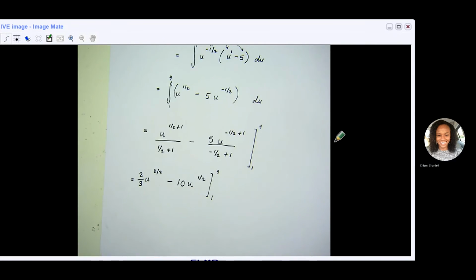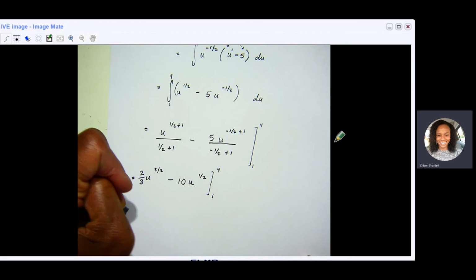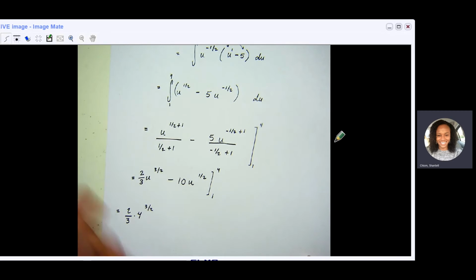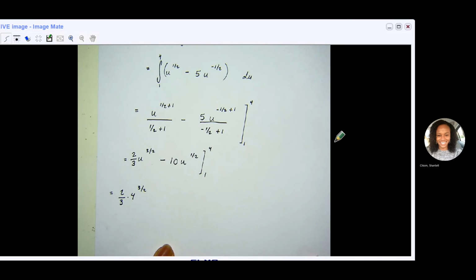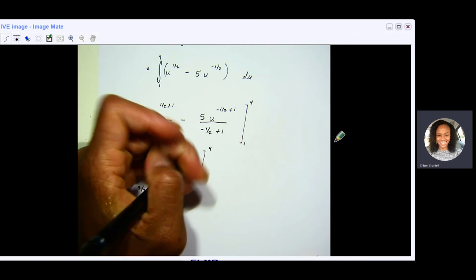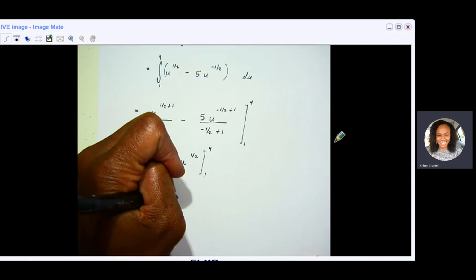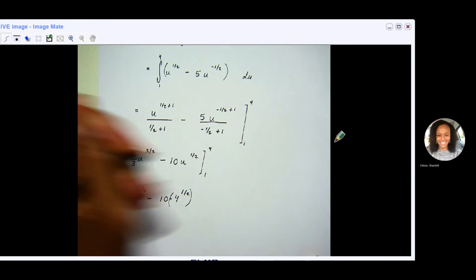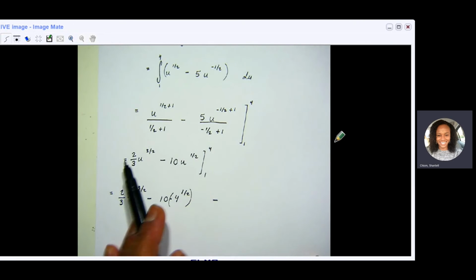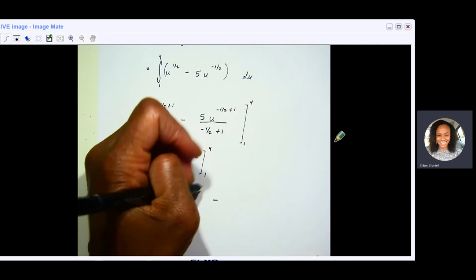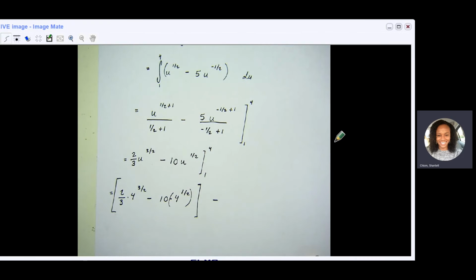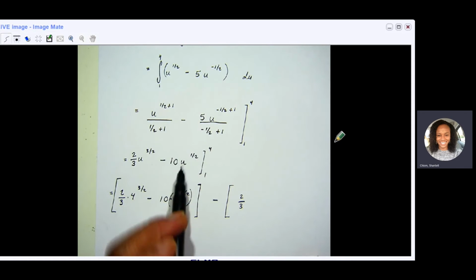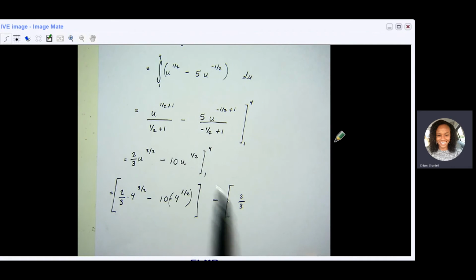Okay? So from 1 to 4, so you got 2/3 u to the 3/2 power, and then minus 10 u to the 1/2 power, then minus that whole thing again at 1. So I might want to do brackets or braces around that, and then show that now I'm going to put that same expression down where this time where I've got u, I've got 1. I'm going to replace it with 1.